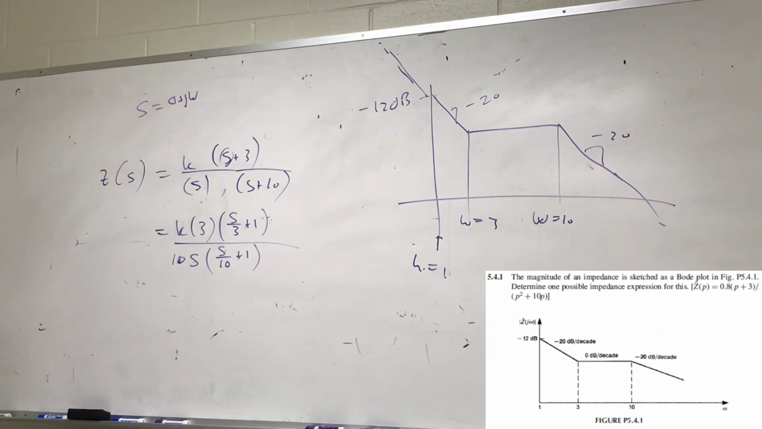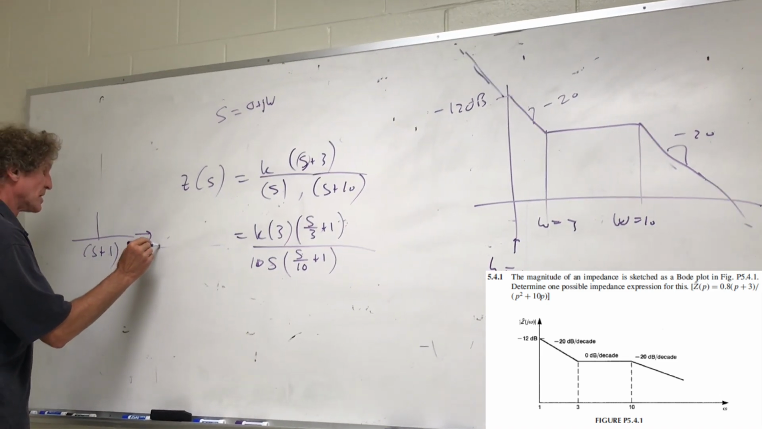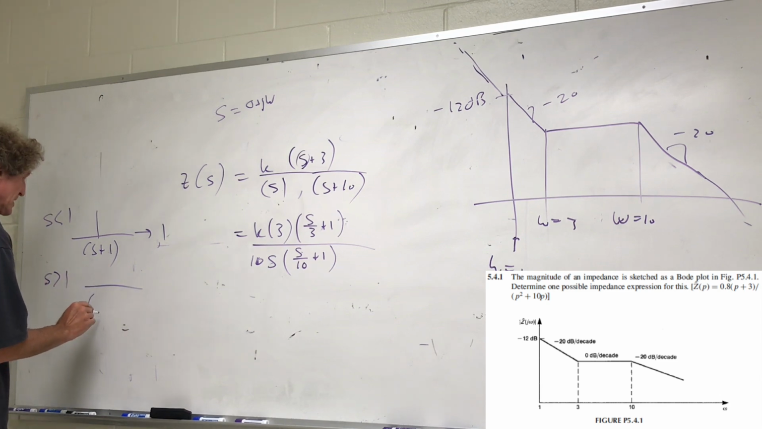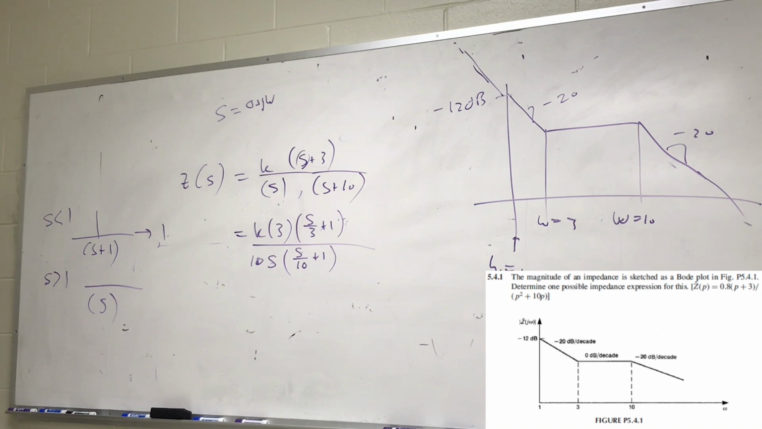The whole idea is this. Anytime you have a pole or a zero, when you have S plus 1, this is approximately equal to just 1 if S is less than 1. That's the way a Bode plot works. And if S is greater than 1, then this thing really looks like S. In other words, the pole kicks in.